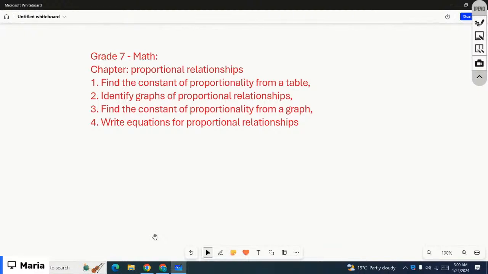We are here for grade 7 math. You can find all the lessons on aplusstudents.com. You have to log in there using your email address, and the password is provided by the administrator. Then you have to select math from the subject tab.